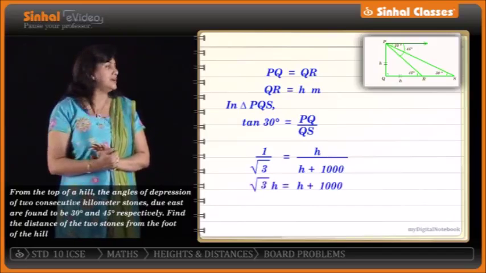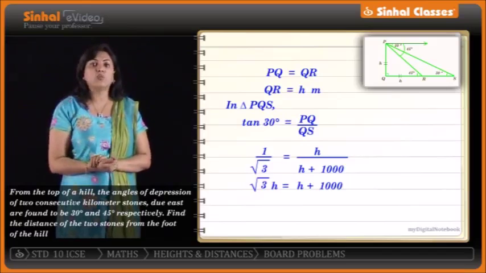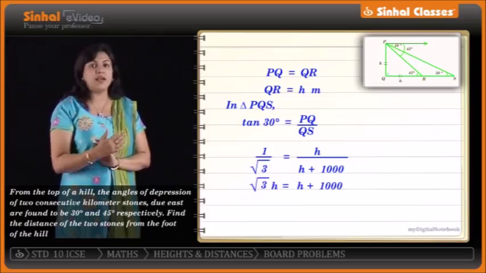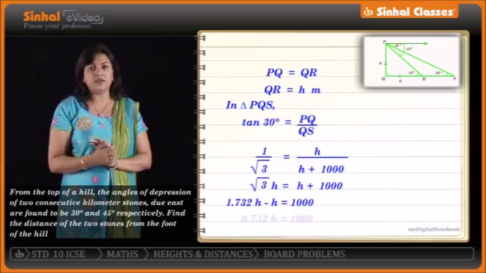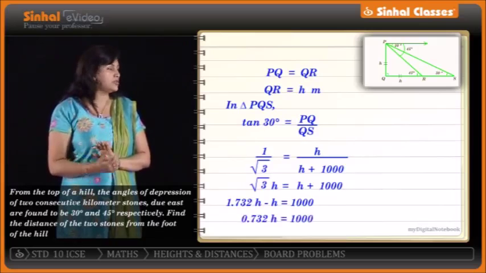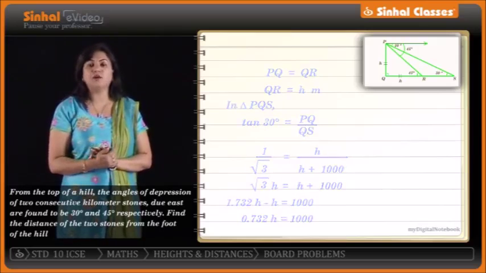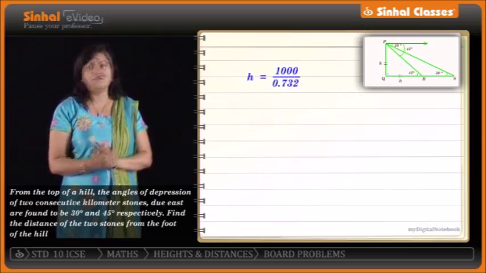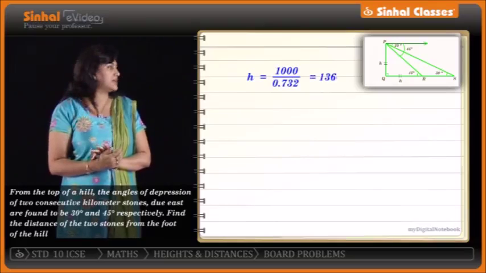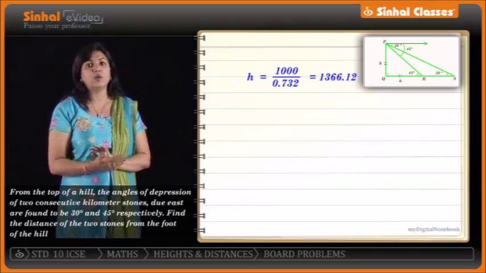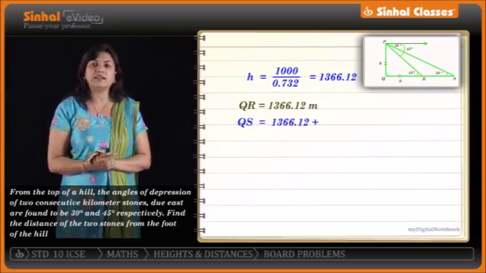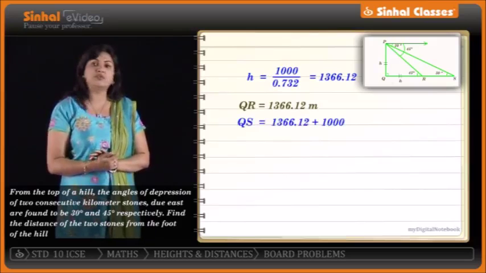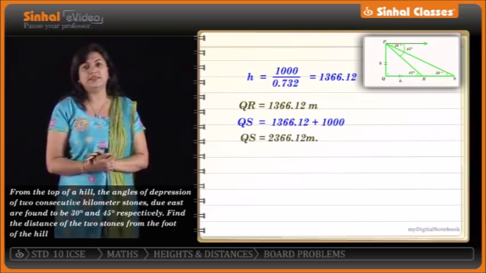Take H on one side and substitute root 3 as 1.732. We have 1.732H minus H, which gives us 0.732H is equal to 1000. So H is 1000 upon 0.732, which is 1366.12. So we have got QR as 1366.12 and QS will be, add 1000 to it, that is 2366.12 meters.